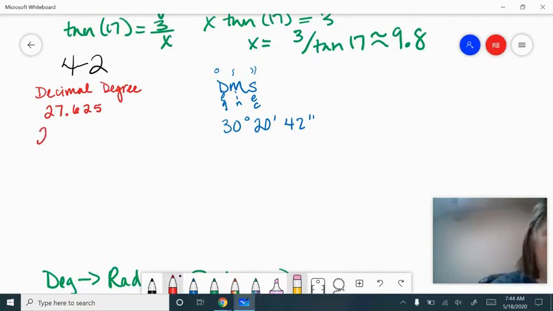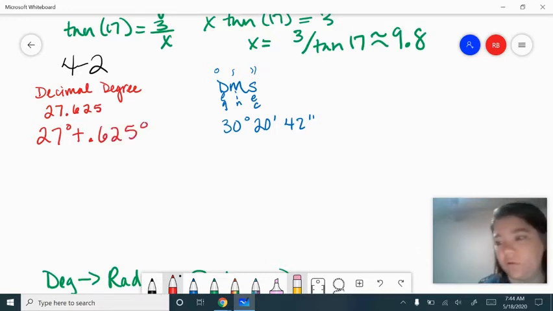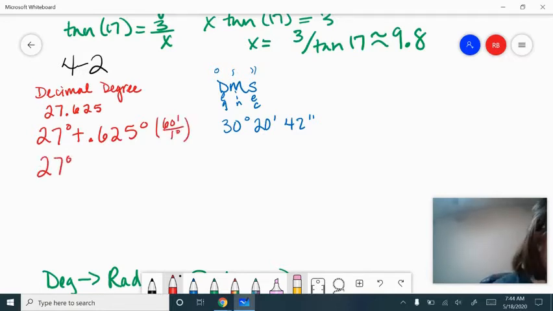So we're going to go from 27.625 degrees to degrees, minutes, seconds. Because this is a 60th of a degree, we're going to multiply by 60 minutes over 1 degree, and we get 27 degrees plus 37.5 minutes. The apostrophe denotes minutes, quotation denotes seconds.